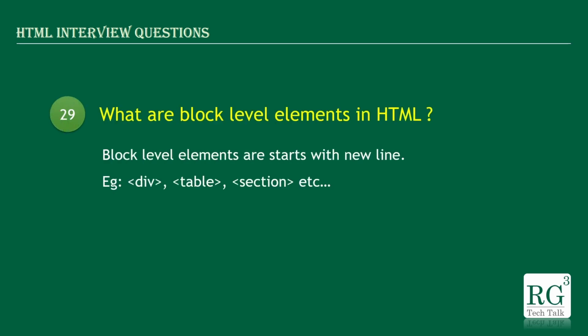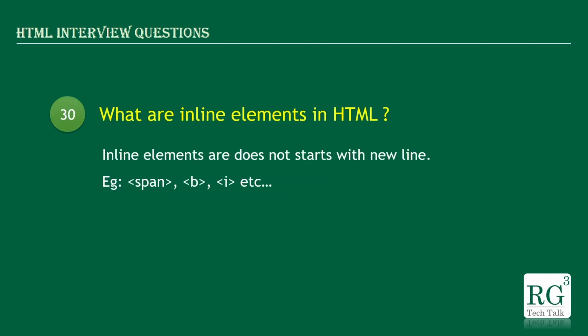Question number 29. What are the block level elements in HTML? Block level elements are those that start with a new line. Example: div, table, section, etc. Question number 30. What are inline elements in HTML? Inline elements do not start with a new line. They align with the content around them. Examples: span, b, i tags, etc.